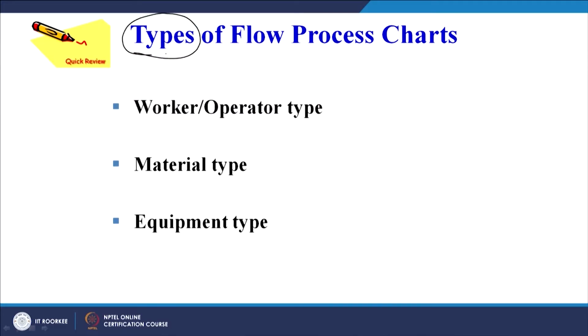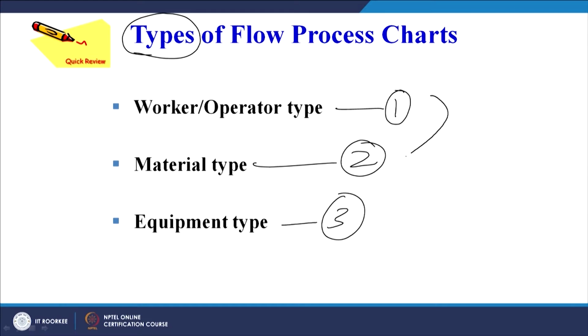This is just the revision that we have already done. What are the various types of flow process chart? First one is the worker or the operator type, second is the material type, and third is the equipment type. So, we have three types of flow process charts, and we will try to see, whatever the time permits, the examples of these three types of flow process charts, that is worker or operator type, machine type, material type.